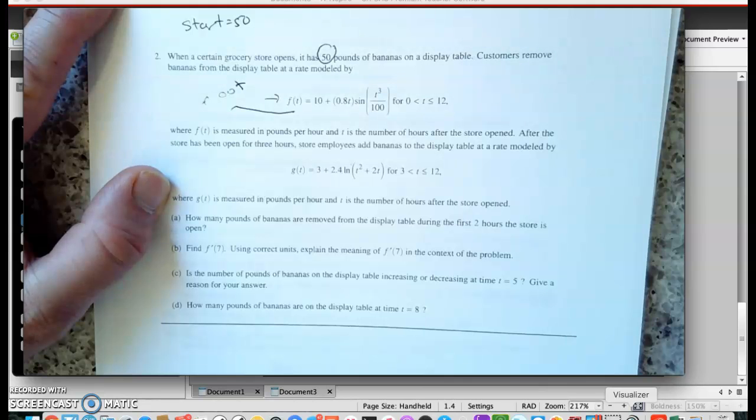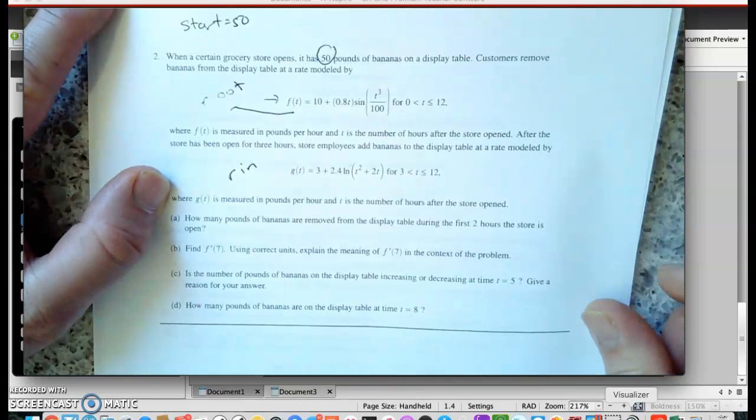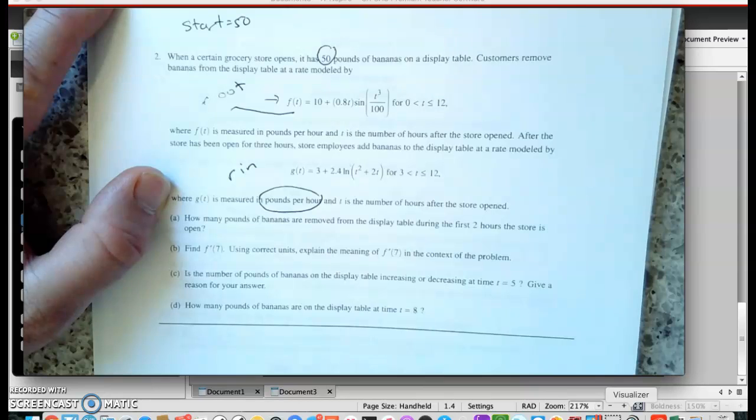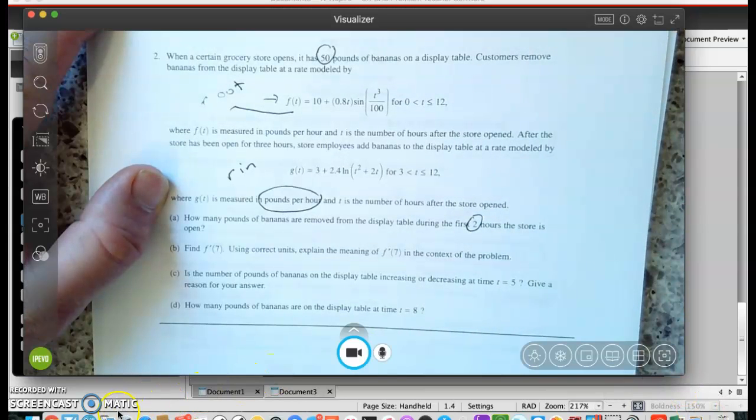The next part, and you can look in your packet, is the rate in, where G of T is measured in pounds per hour, and T is number of hours after the store opens. So it said how many pounds of bananas are removed from the display during the first 2 hours that the store is open. So I got a little ahead of myself here, and you can do this in multiple ways. Let me show you how I did it.